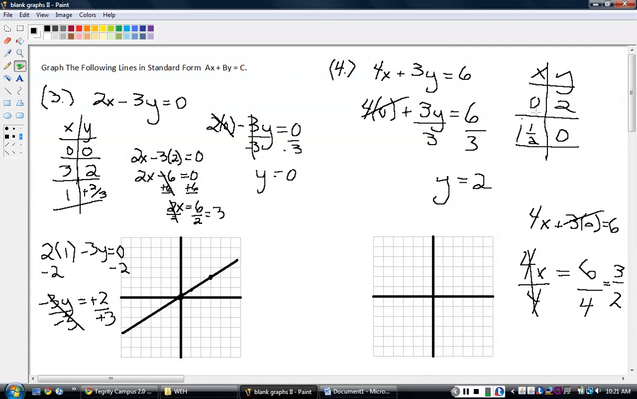So let's see if I can graph these. 0, 2 and 1.5, 0. So here's 1, here's 2, so it should be halfway in between, so it's right here. Okay, and that's okay, even though it's a fraction, I can still graph it. So come over here and draw a line through these 2 points, and it should look something like that. Okay? Alright, so now you got some practice to do, a lot of work.